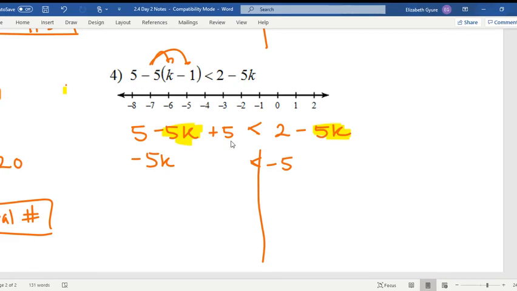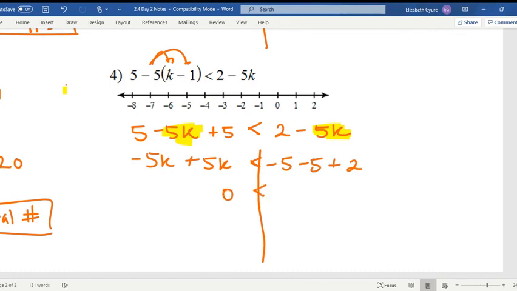Then this plus 5. It is going to go and become negative. And then what about the 2? It's going to stay. And then what about the negative 5k? It is going to go and become a positive 5k. Look at us go, guys. And then we have negative 5k plus 5k. What's that turn into? 0.